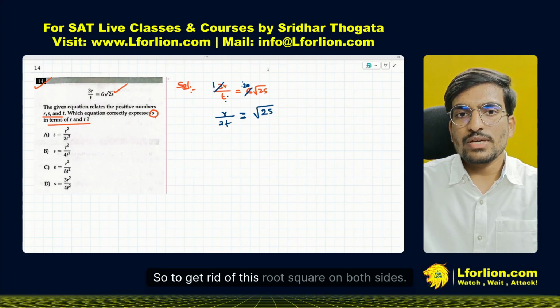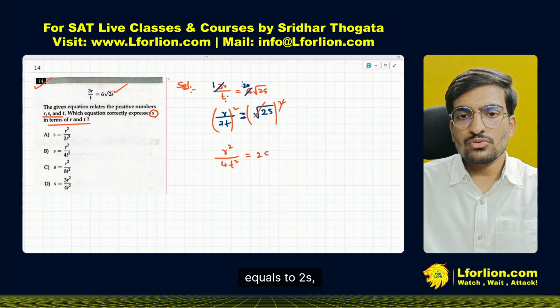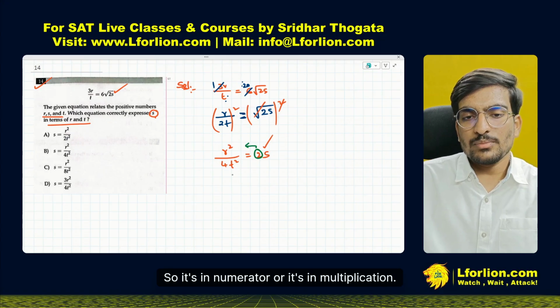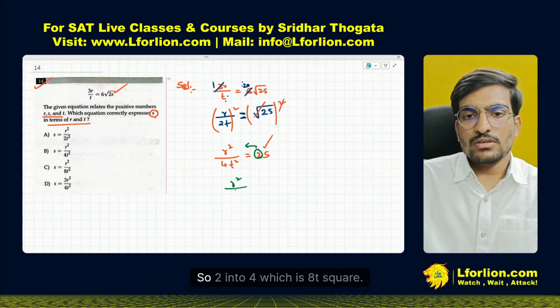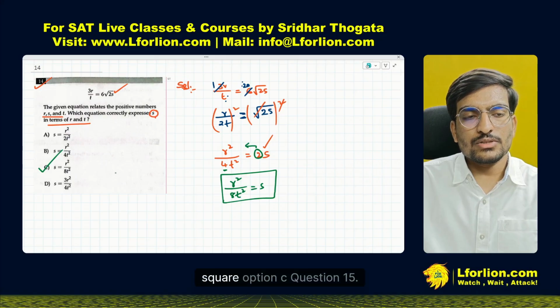S is under the root. So to get rid of this root, square on both sides. So r square by 4t square equals 2s. We need only s. So to get s, just send this to the other side. It's in multiplication, so it becomes division. So 2 into 4, which is 8t square. So that equals s. R square by 8t square, option C.